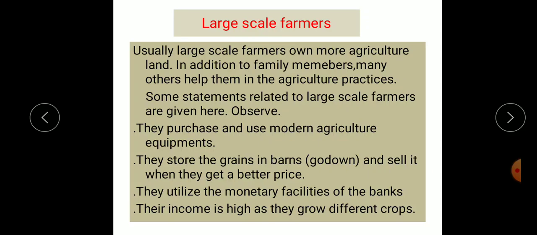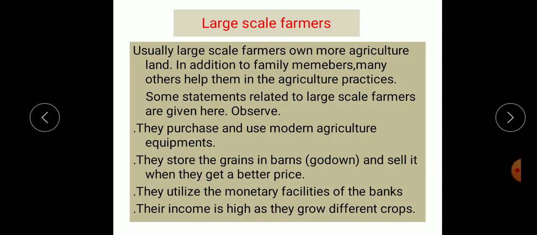Large scale farmers. Large scale farmers own more agriculture land. In addition to family members, many others help them in agriculture practices. Some statements related to large scale farmers are given here.